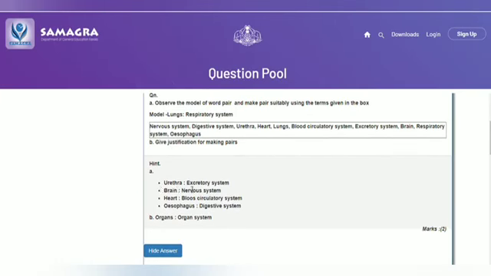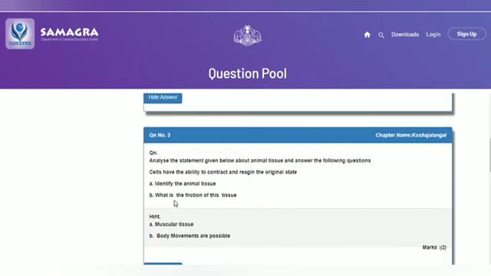First is urethra, excretory system. Brain, nervous system. Heart, blood circulatory system. Esophagus, digestive system. Organs form the organ system.